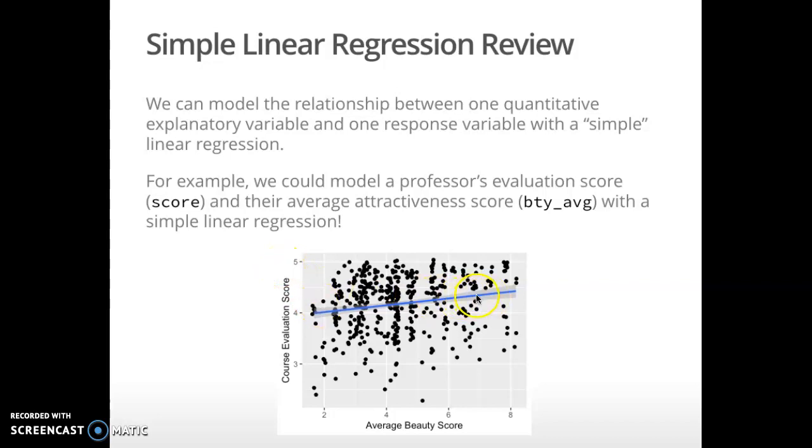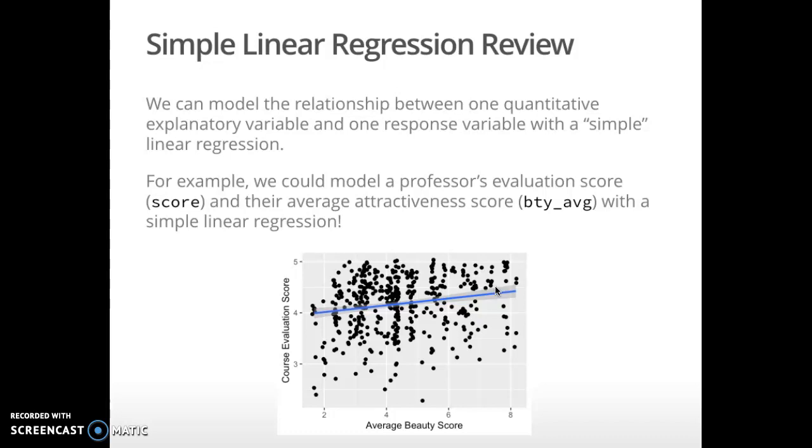We can plot this relationship using a scatter plot, and we can draw this linear trend line through this relationship. We see it's not a strong relationship, but it is present. It seems like it's a fairly weak relationship, but it does have an upward sloping line, so that implies that if you are on average more beautiful, then you are on average going to have a higher course evaluation score.